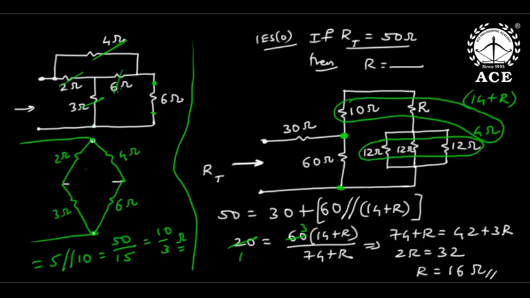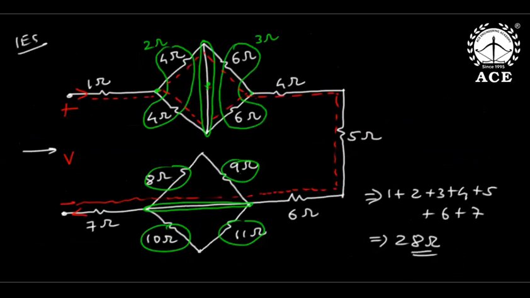This 6 ohms won't work. Again, 5 is in parallel to 10. Now then right side, if R total is 50, R is how much? So I simplified, sir. All 12s parallel 4. Then these three are series. 14 plus R in parallel to 60 plus 30 is again 50. So I got R.